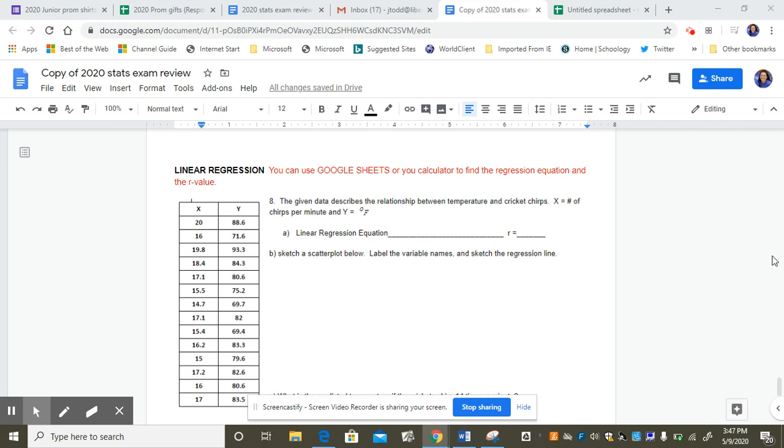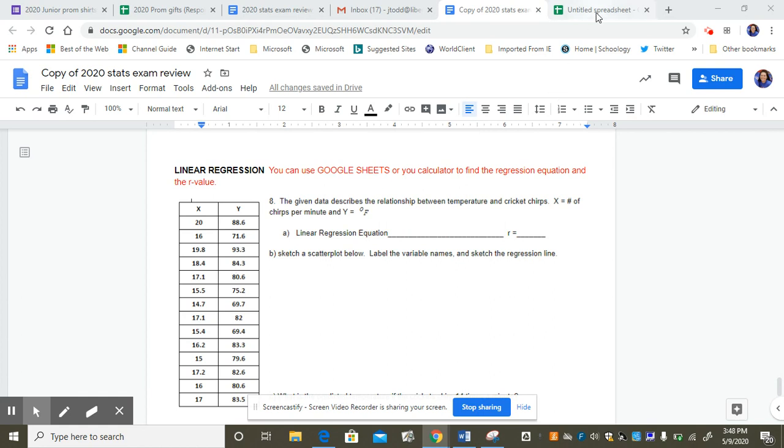And here's a recap on how to do linear regression. This might be fresh in your mind, so I'll go over this pretty quick. To do linear regression, you can use Google Sheets or your calculator, but we are more comfortable with Google Sheets than our calculators. So you're going to have to enter the data I give you on your exam into a spreadsheet.